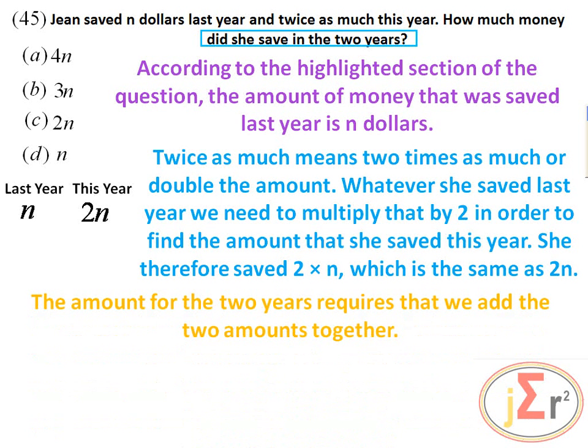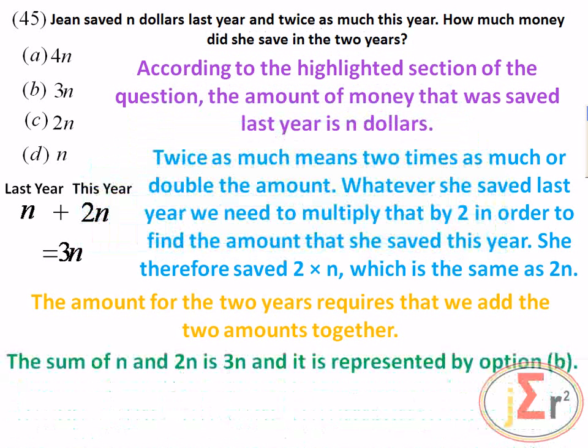The amount for the 2 years requires that we add the two amounts together. So, N last year, 2N this year, and we need the amount she saved in the 2 years. So we need to put those together. Putting those together, we will add them. If we add N and 2N, the result is 3N. N plus 2N, 3N. The sum of N and 2N is 3N, and it is represented by option B.